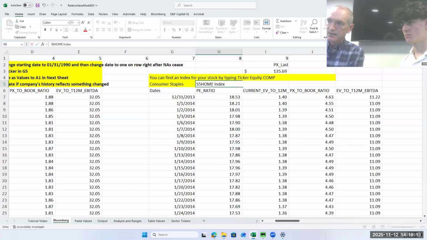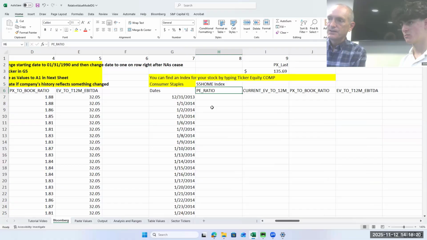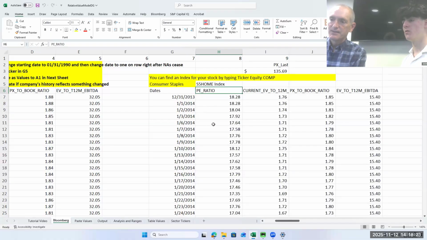And it's going to bring in the PE ratio, EV to sales, price to book, and EV to EBITDA for this index. Look how quickly it does that. There's all my data. Wow.